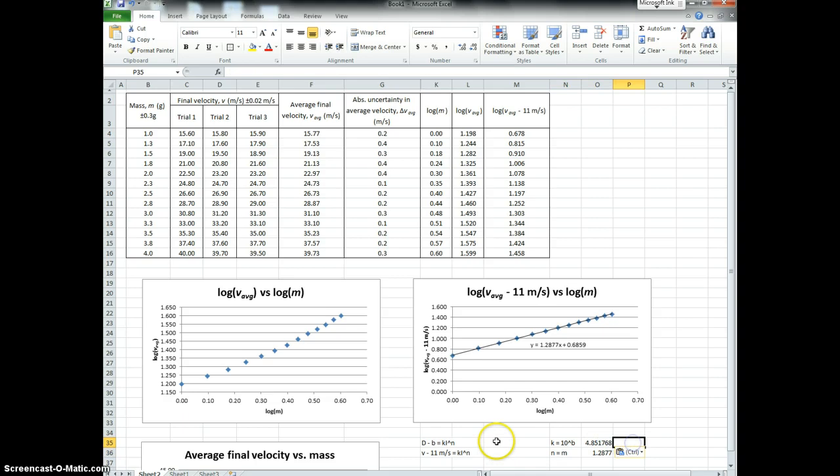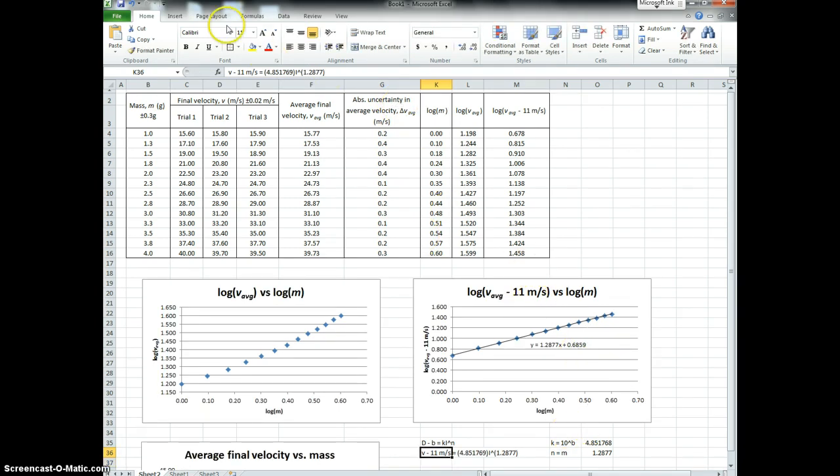Okay, so I come over here and I replace k with 4.85168. What have I done? I missed the 7. And n I replace with 1.2877, like that. Okay.